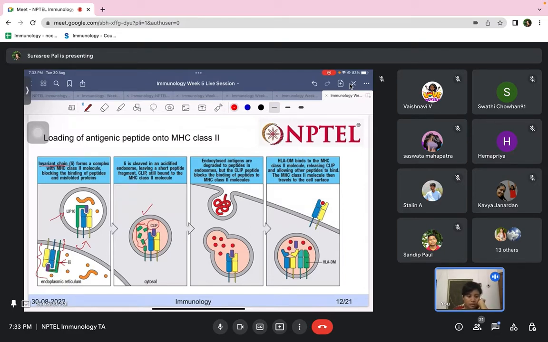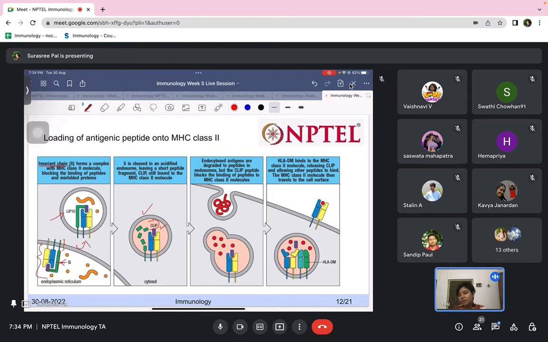Clip is nothing but the class 2 associated invariant chain peptide. Here you can see clearly that the clip remains bound to the peptide binding groove of the MHC class 2 molecule, right? So clip is the fragment which is still bound to the MHC class 2 in the peptide binding groove, and unless clip is removed, the MHC class 2 molecule will not be able to bind to the antigenic peptide, right?